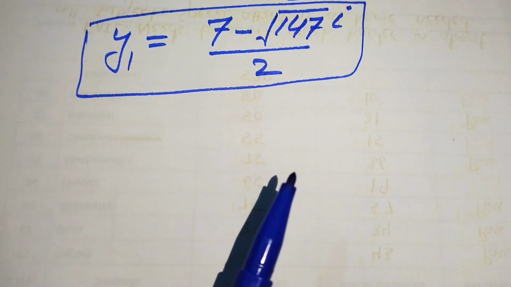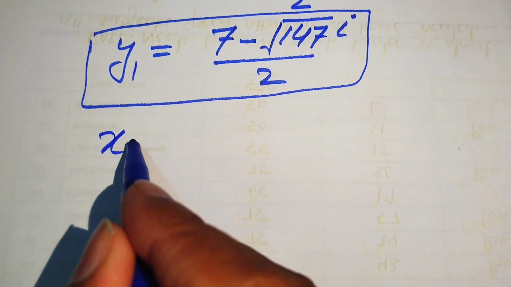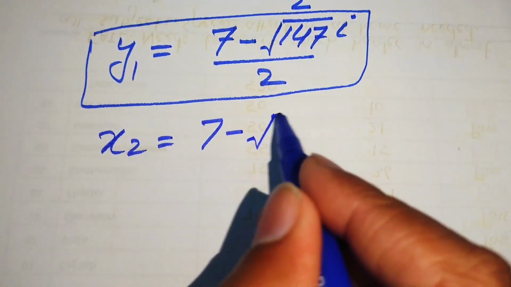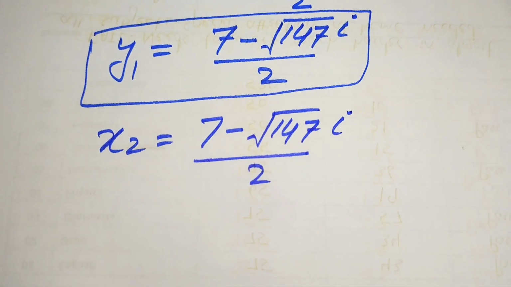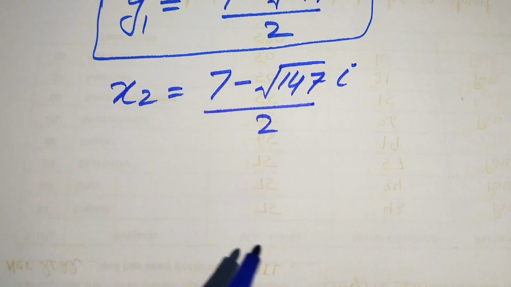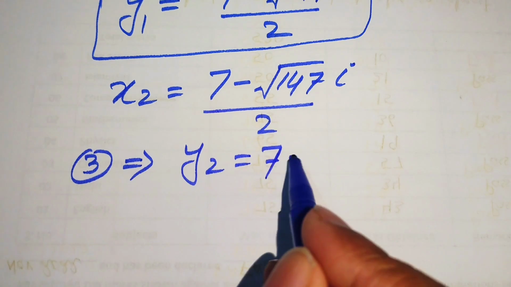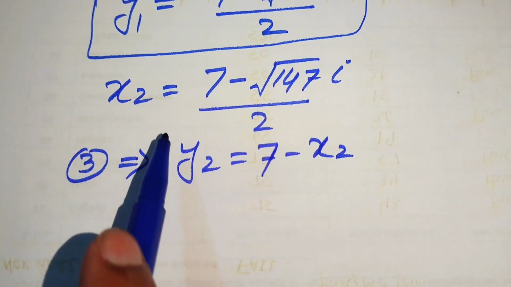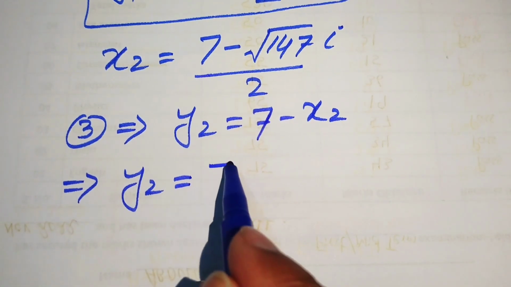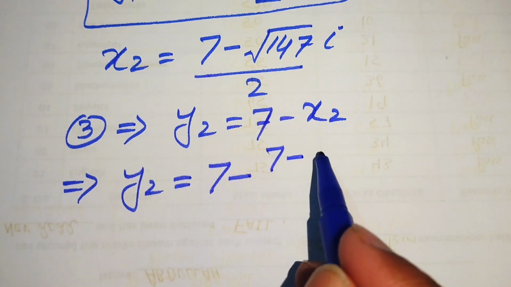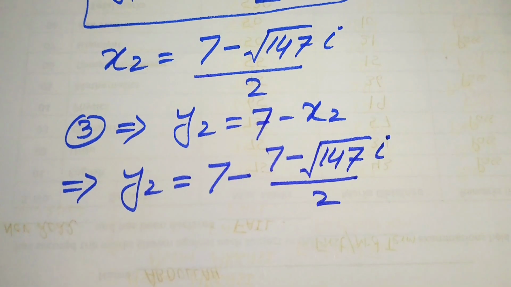We find the value of y2 corresponding to the value of x2, which is 7 minus square root of 147 iota, divided by 2. This is the value of x2, and now we substitute it in equation number 3. Again, equation number 3 implies that y2 equals 7 minus x2. Here we substitute the value of x2, and it will be written as y2 equals 7 minus 7 minus square root of 147 iota, divided by 2.